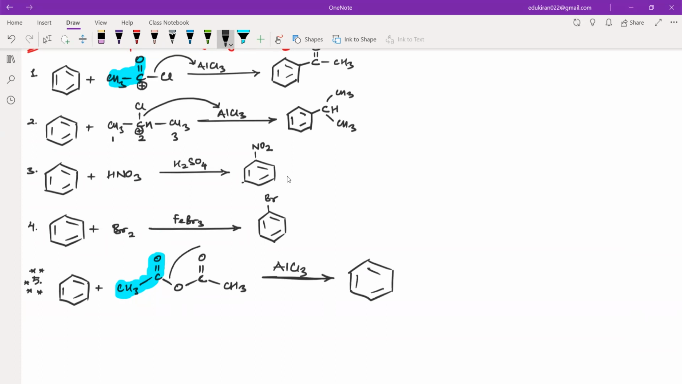This carbon, this bond will attack on this aluminium. This carbon will get a positive charge. So this bond is broken already. We have here carbon. This carbon is attached to a double bond O, and here we have a CH3 group. Carbon is also attached to a CH3 group.